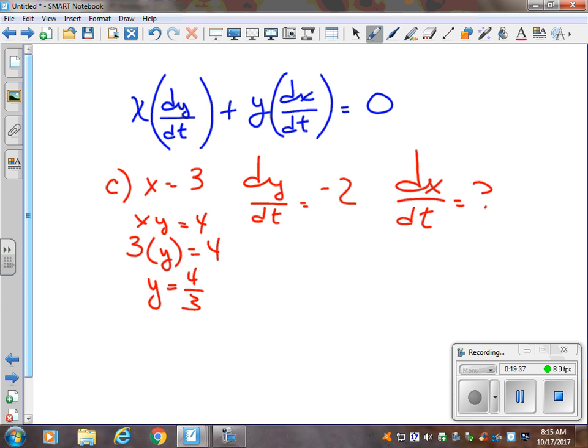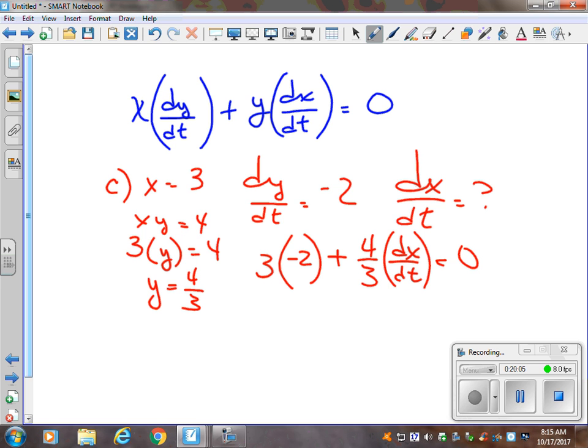So if y is 4/3 and x is 3 and the dy over dt is negative 2, by using this formula not solved for dy over dx, it doesn't make the problem any harder or any shorter, really. It just basically gives you a different perspective. So I have 3 times dy over dt, which is negative 2, plus 4/3 for y times dx over dt equals 0. So it looks like I can multiply that first part together and get -6. Would everybody agree with that?